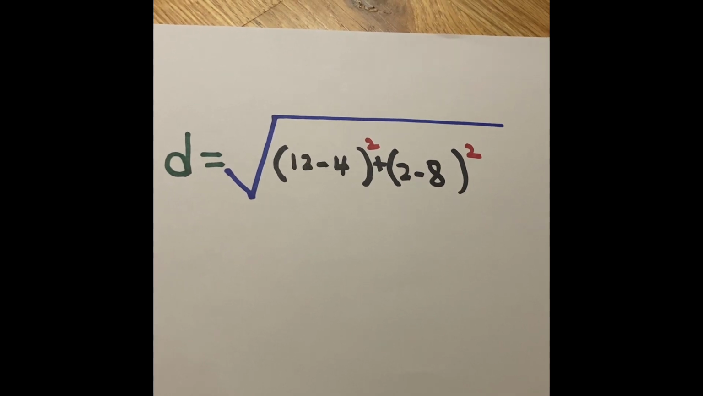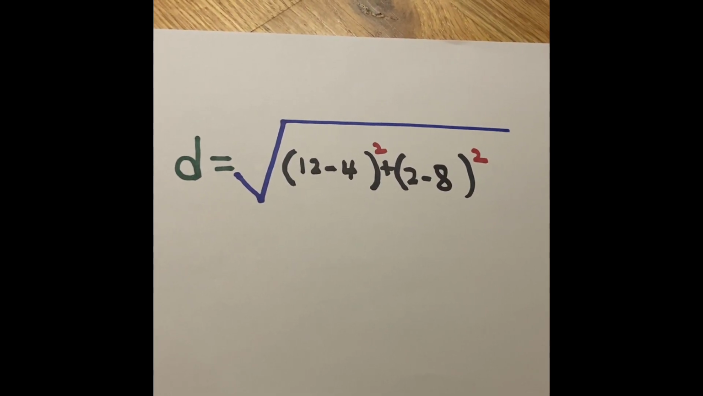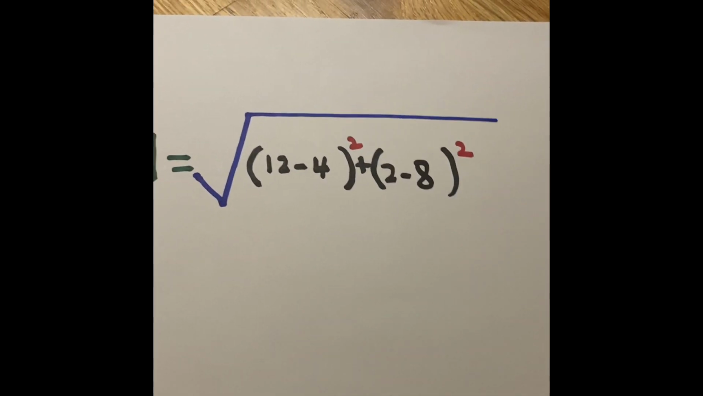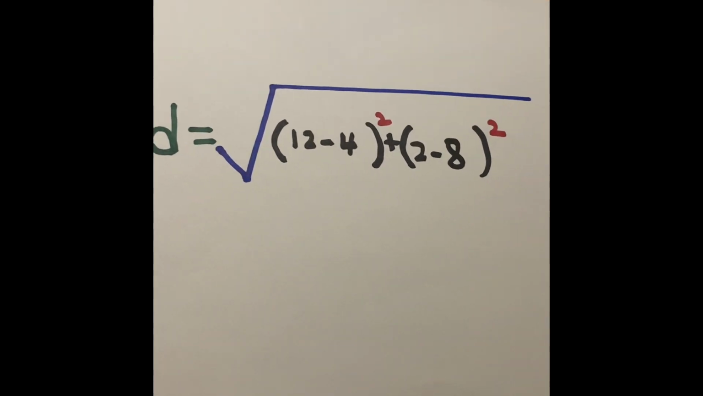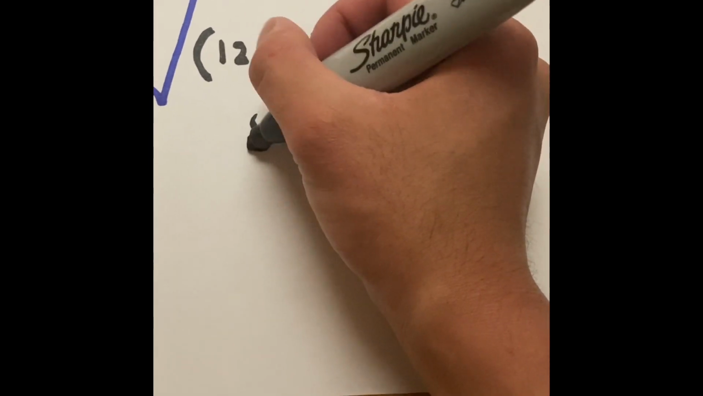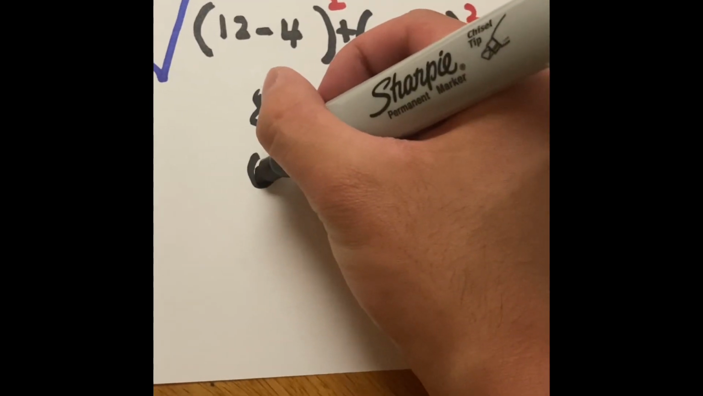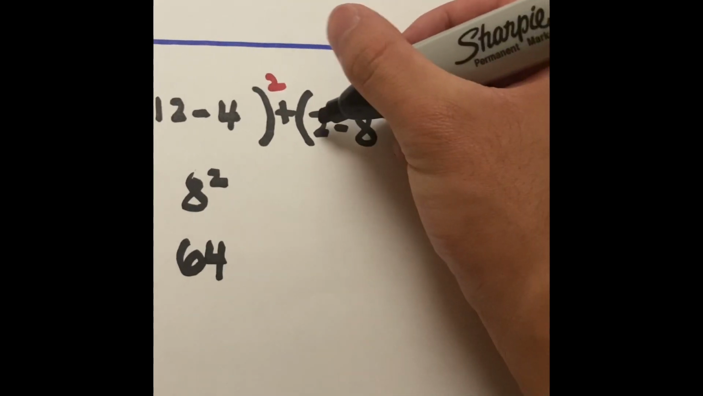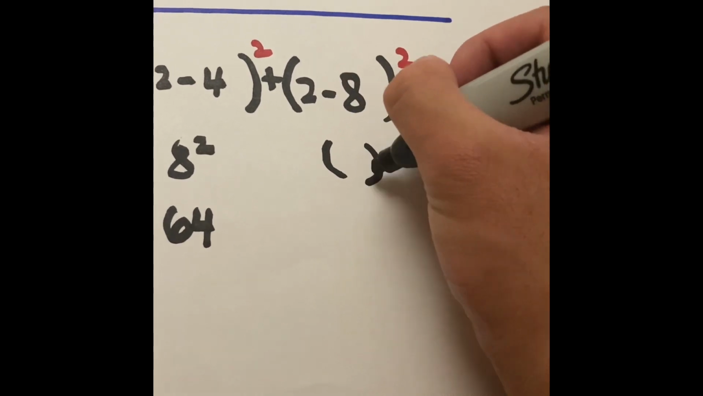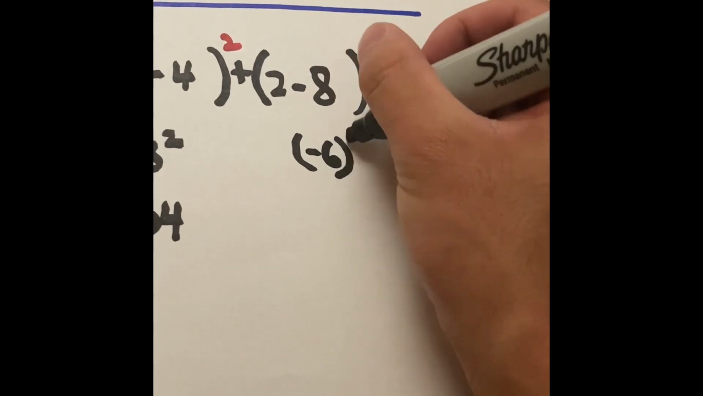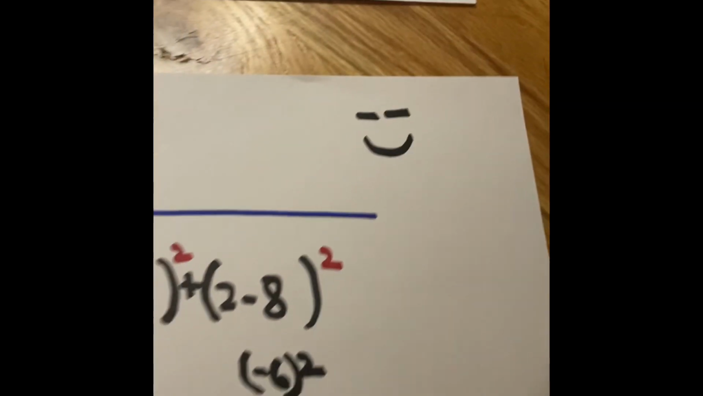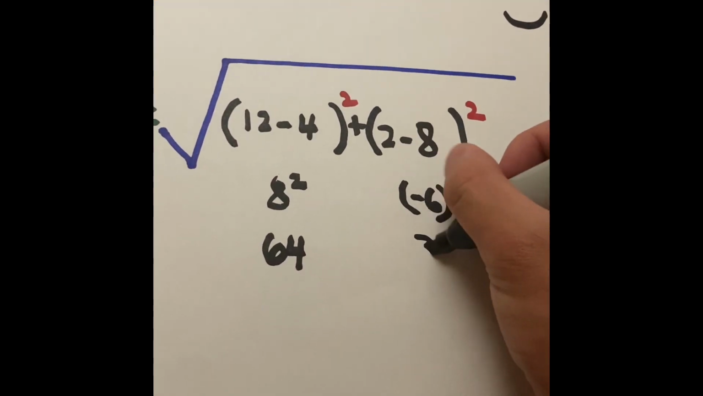So the first thing we have to do is do the stuff inside the radical. So we have 12 minus 4 squared plus 2 minus 8 squared. What that will transform into is 12 minus 4 is going to be 8 squared, and 8 squared is 64. 2 minus 8 is going to be, parentheses, negative 6 squared. And a negative times a negative is a positive, and that is going to bring us 36.